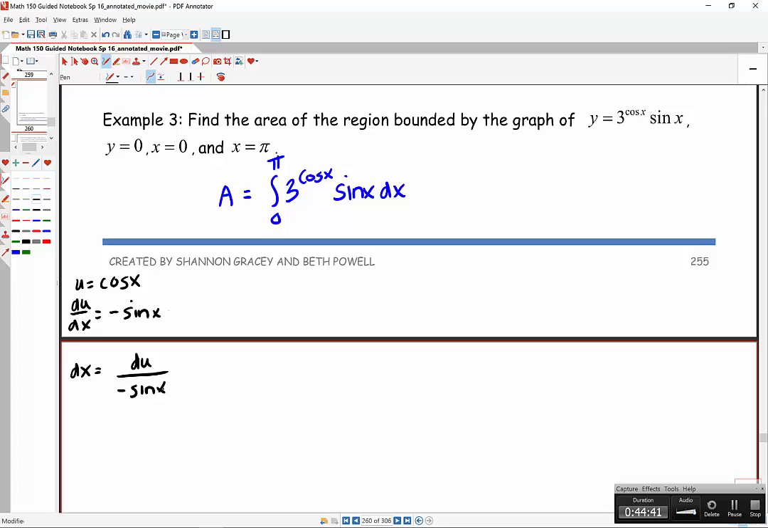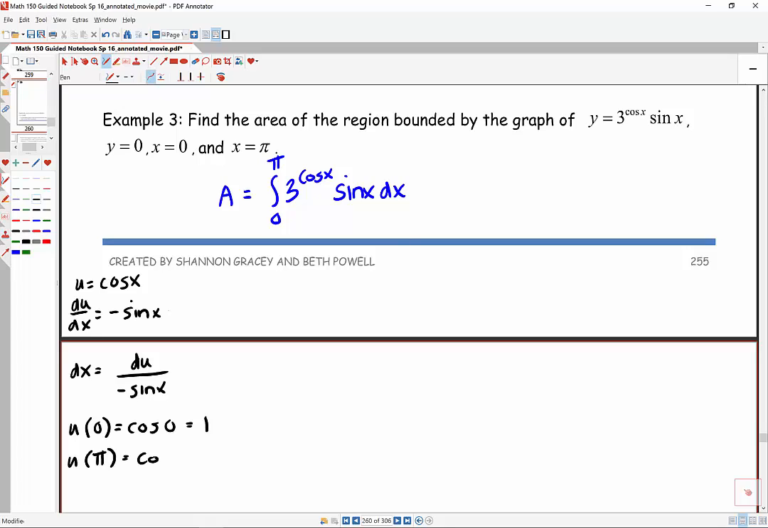So now what we'll have to do is change those limits of integration. So we had u as cosine of x, so u at 0 is going to be cosine of 0, which is great, 1, and u at pi is equal to cosine of pi, which equals negative 1.